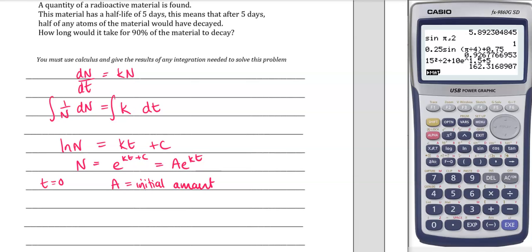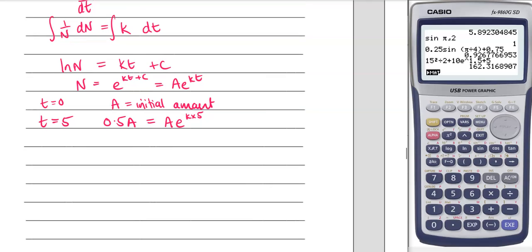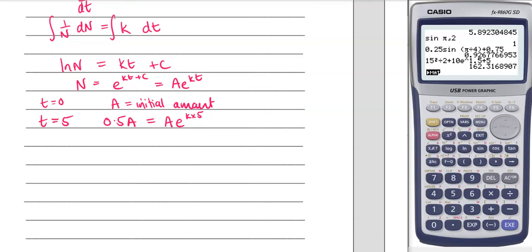So then we have a half-life of 5 days up here. So our amount when t is 5, we would have 0.5 of that initial amount, and that would be equal to A e to the k times 5. So that means we have 0.5 is equal to e to the 5k. Natural log of 0.5 is equal to 5k, so k is equal to a fifth natural log of 0.5.